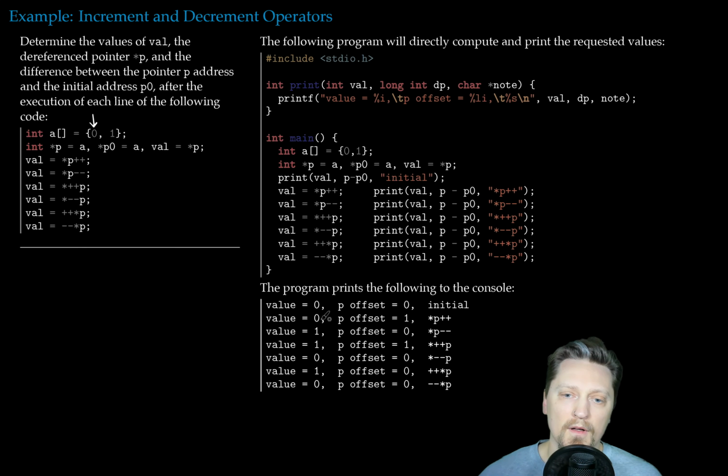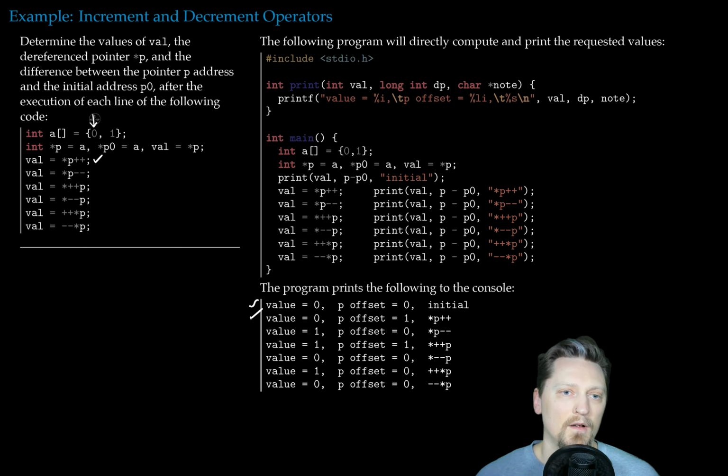The value is 0, and the offset of the pointer is 1. Okay, so we did this, we did this. All right, now we're going to start the next row. So we did this one. Now in this next one, the pointer starts out pointing here.